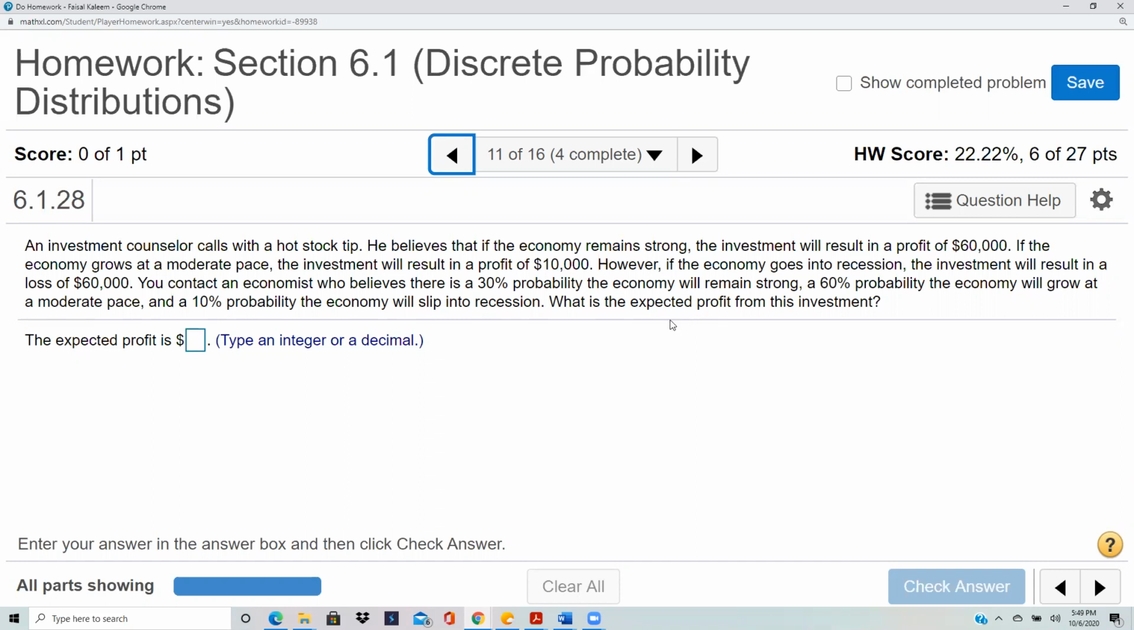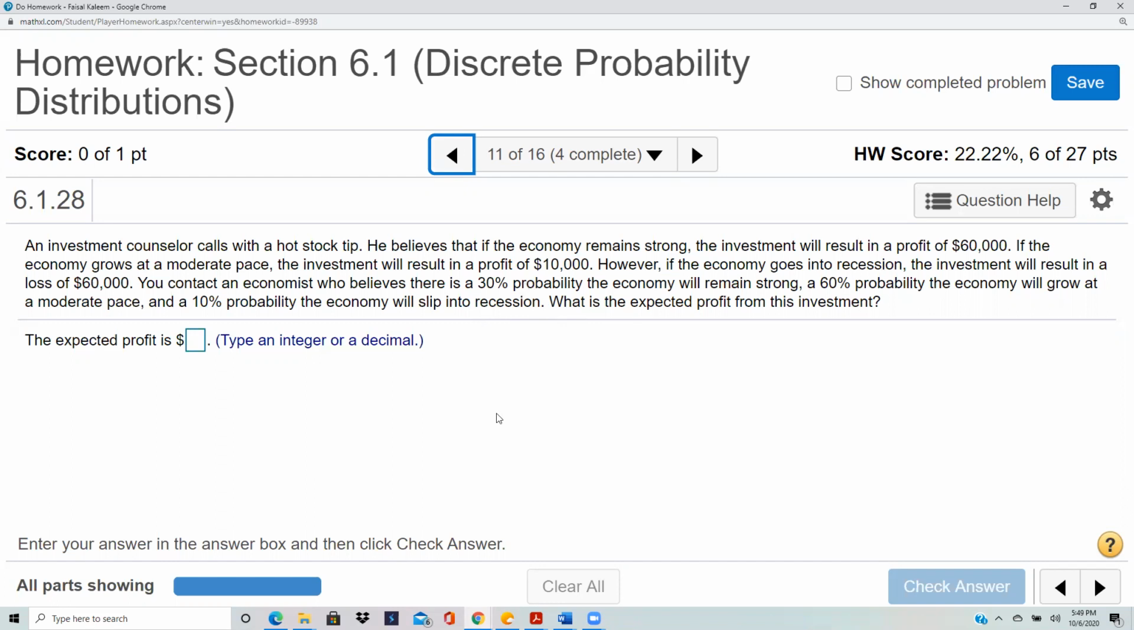So expected value, we saw one situation where we found expected value where we had a table given, and there we multiply the values across and add them up. And we can also do that in StatCrunch. So in these kinds of situations where you have profits as well as losses going on, you can still do it on StatCrunch if you know how to enter these values.